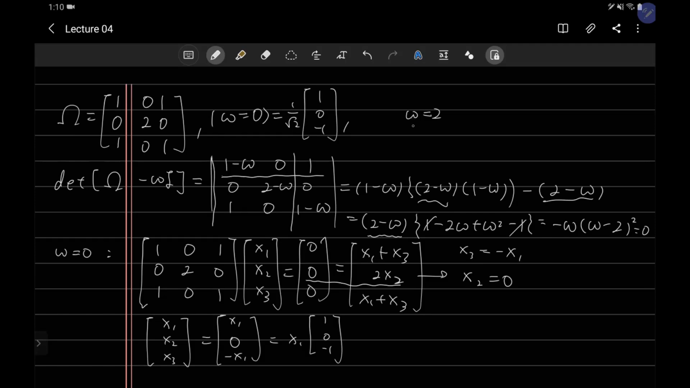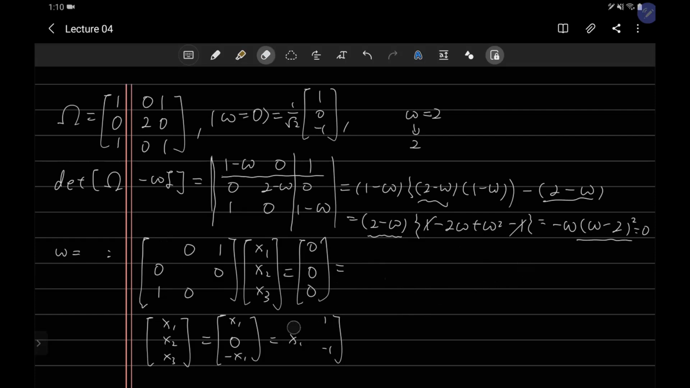Note that this omega equals 2 actually has a multiplicity of 2, because from this determinant equation, we know that omega equals 2 is a duplicate. So this one has two factors. Then let's see what happens with this one. We will have different values for each of these, so let's remove all these. Then what happens? With omega equals 2, 1 minus omega is minus 1, this one becomes 0, and this one is again minus 1.